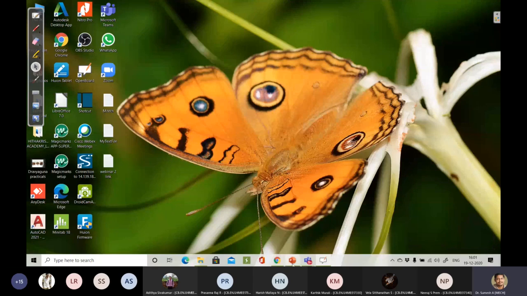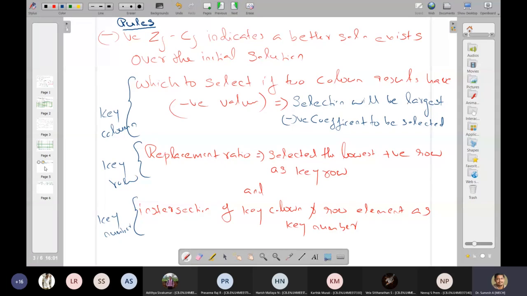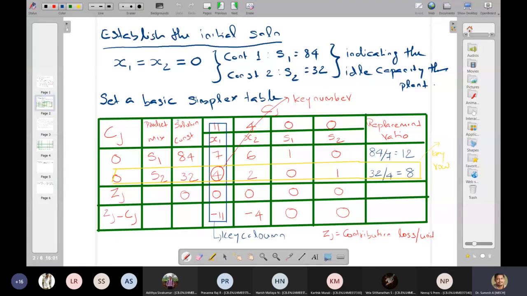We were just discussing this problem in the morning session. So we have first put the simplex table and entered all the data into it. Initially we identified the key column, then we identified the key row, and we got the key number. Since there is a negative Zj minus Cj, it indicates that a better solution exists over my initial solution. So I find the negative with the largest coefficient as the key column.